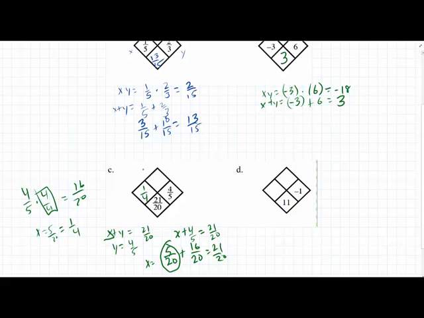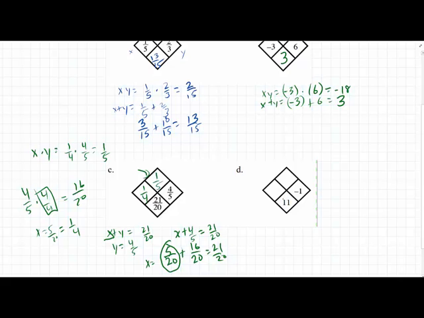Okay, and finally for this top part, that's going to be x times y. We know x is now 1/4. We know y is 4/5. So that's going to equal 1/5.